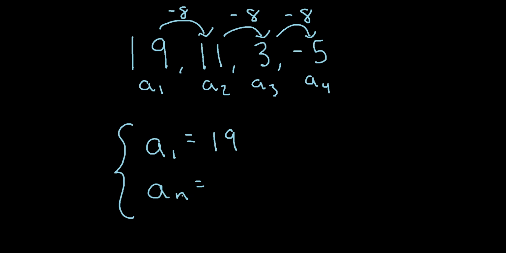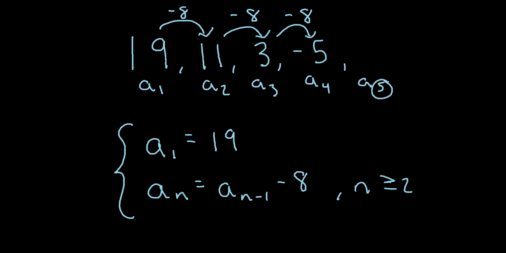So what we can write is a sub n will be equal to a sub n minus 1, so the value right before n, minus 8. And we'll say this only applies to n greater than or equal to 2. So if we say, well, let's try to find a sub 5. Let's see if this rule actually works.